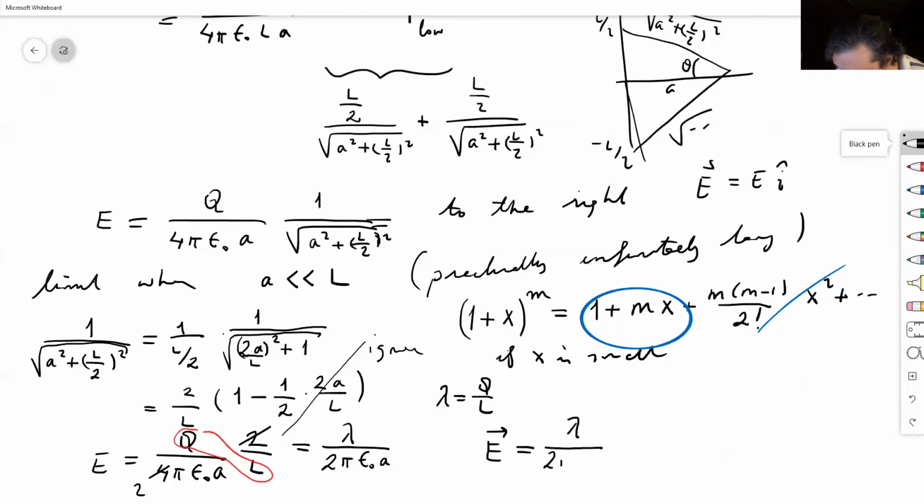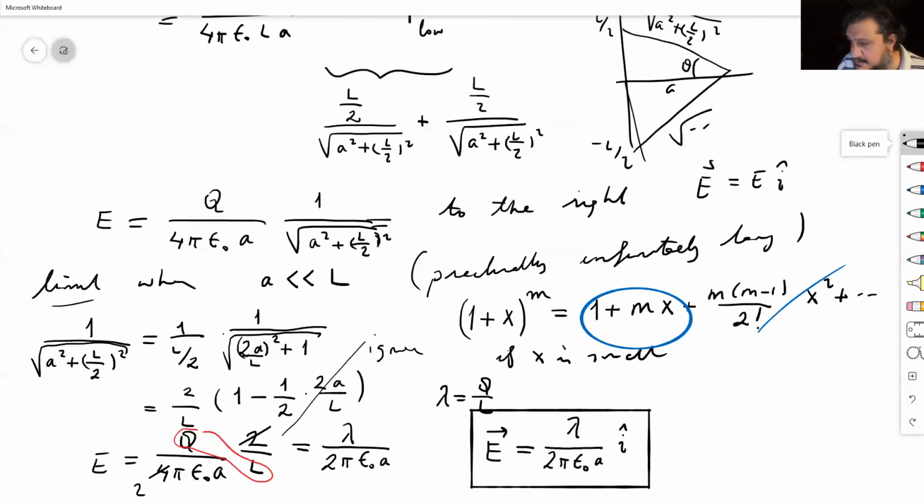Lambda over 2 pi epsilon 0 a, in the x direction, i hat. So this is your final answer for that limit. So for an infinitely long charged object, and you're standing A away from it, the electric field will be radially outward. Of course, if you're on the left-hand side, the electric field would be to the left, all right?